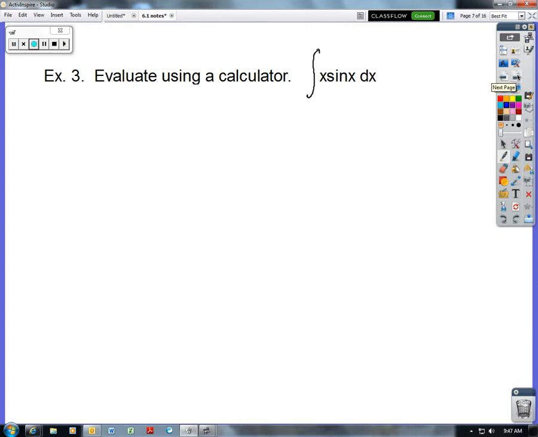Alrighty, this one is a little interesting. It says evaluate using a calculator, and it doesn't give us any limits. So it's like, okay, what are we supposed to do here? Well, let's think back for a sec. At the very first slide we had, we saw that the integral of a function is its antiderivative plus c.